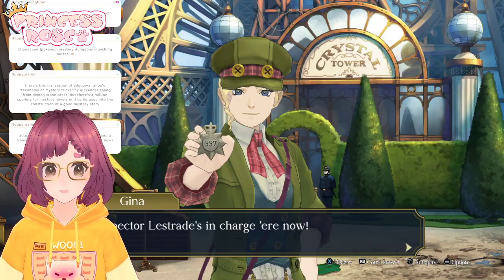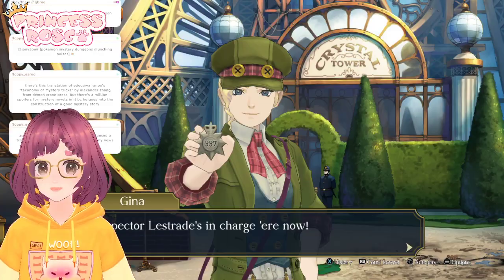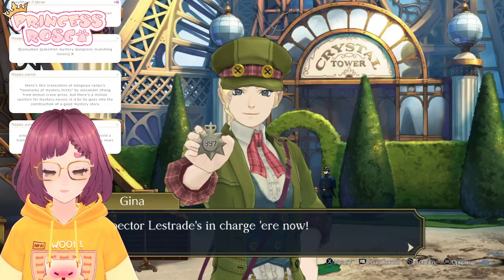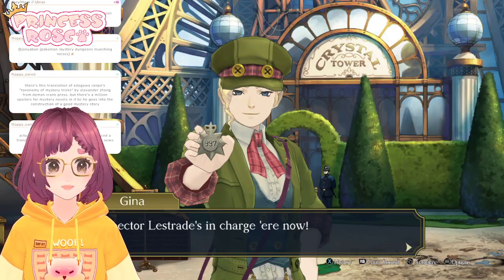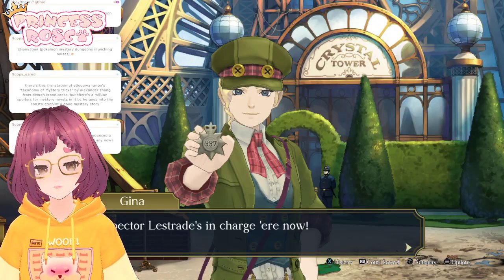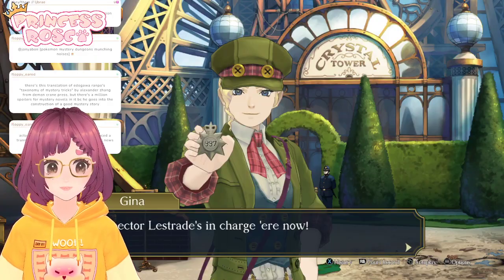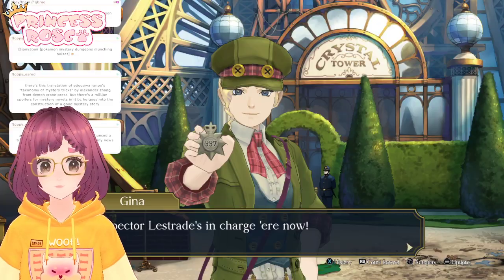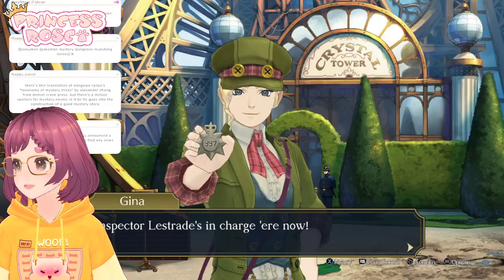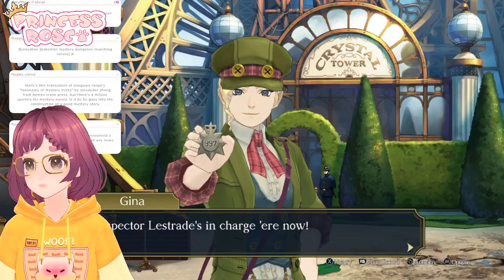There is this translation of Edogawa Rampo's Taxonomy of Mystery Tricks by Alexander Zhang from Demon Crane Press. But there's a million spoilers for mystery novels in it because he goes into the construction of a mystery. Oh! Actually, sidebar, Demon Crane Press announced a translation of Dogra Magra, but I can't find any news since. What is that? Is that like a manga or is that like a novel?